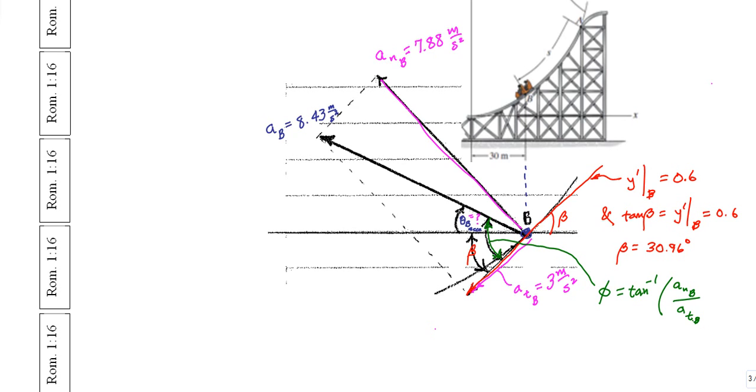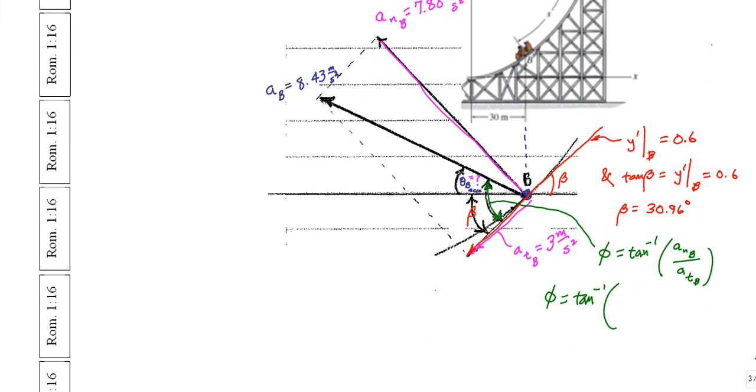Okay, this is just basic trig. And so phi equals arctan of a sub n, we said, is 7.88, and a sub t sub b is 3. And if you do that on your calculator, you'll see that phi comes to 69.16 degrees.